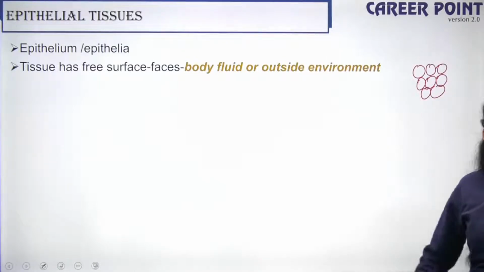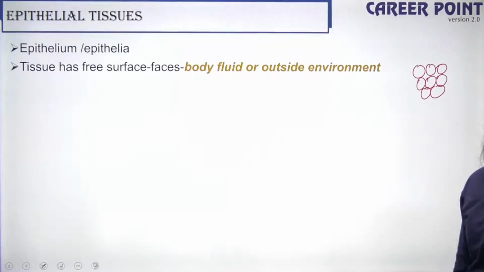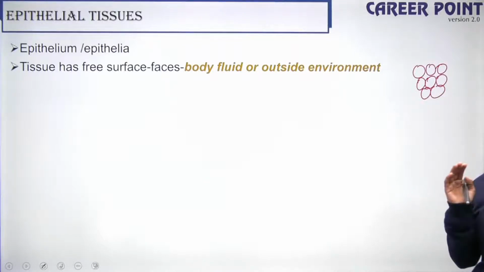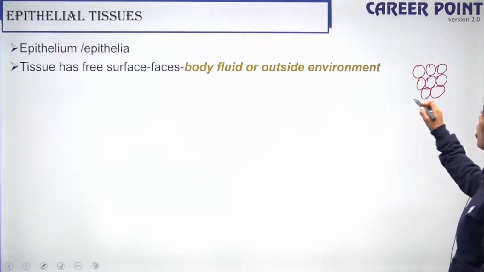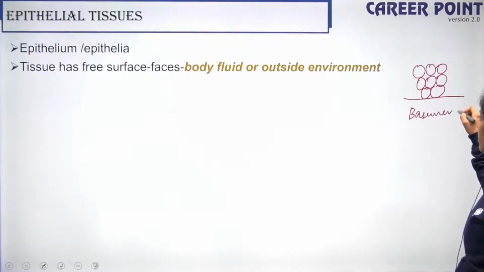Now, can this make up a tissue? Yes, of course it can make up a tissue. So assume this is an epithelial tissue. Understand, the cells will not be hanging in mid-air. They have to be attached to something. So always your cells are attached to what is known as a basement membrane.